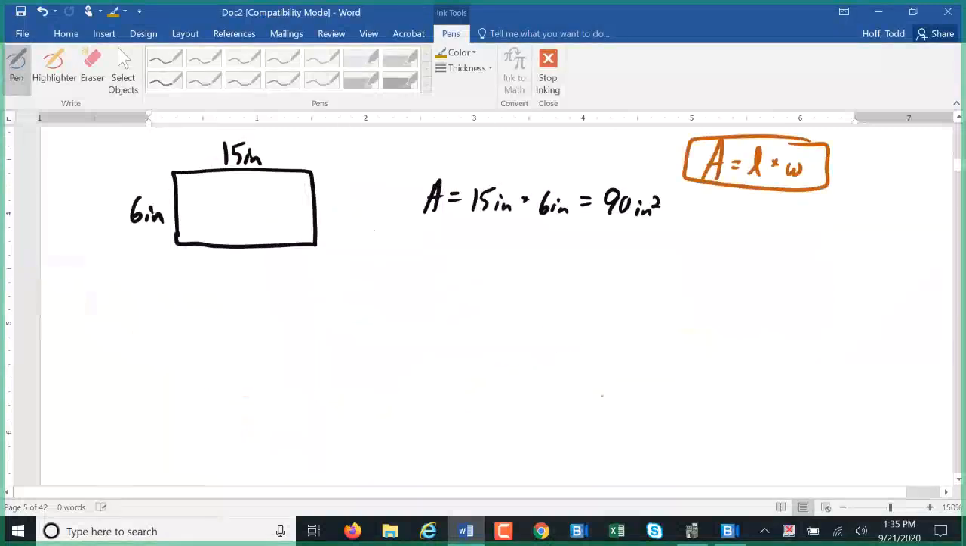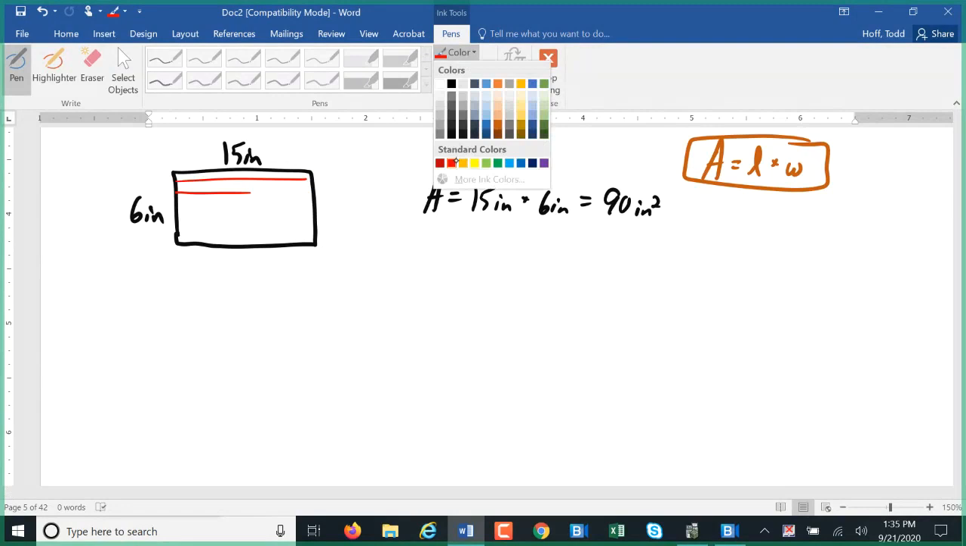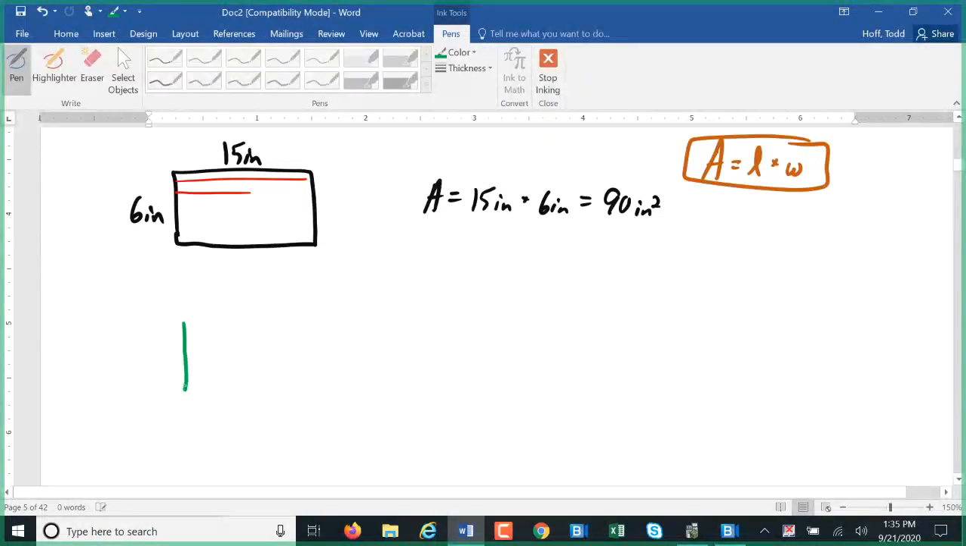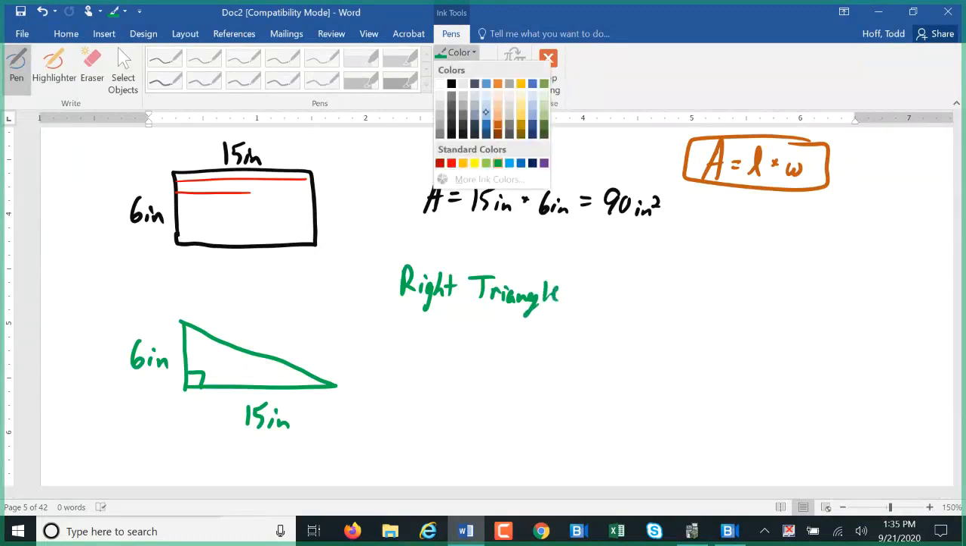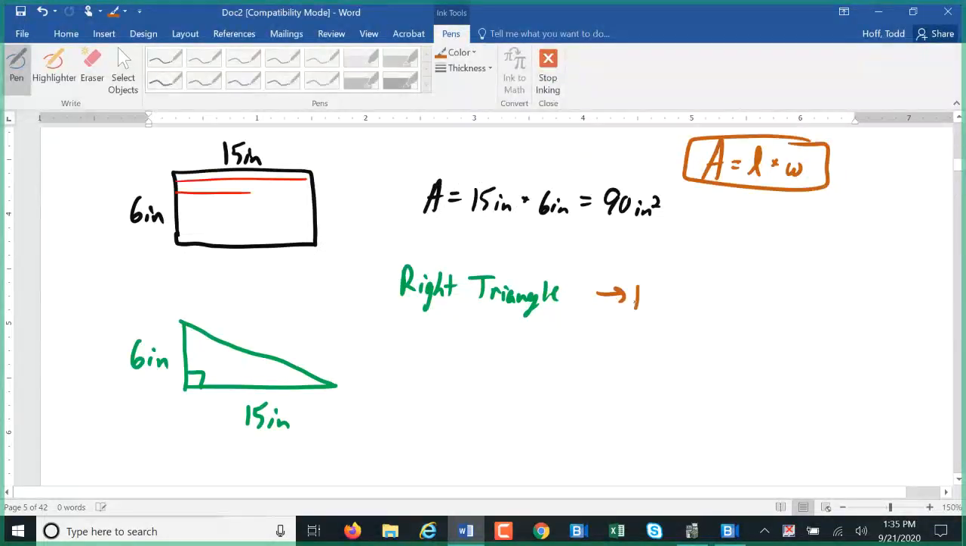Well, not all of our shapes can be cut up into those little rectangles, like we said, and pushed around to make other shapes. Some of them are totally different from the rectangle, or at least appear to be at first sight. We might have a shape like this. If this is 15 inches by 6 inches, and we know there's a right corner in there, a right angle, this is what's called a right triangle. We assess the area of that right triangle based on something called a related rectangle.